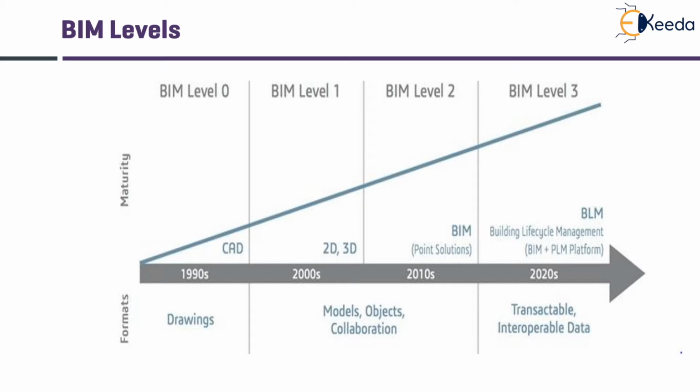Further, BIM level 2 means actual use of information in these models, that is intelligent modeling, that began in 2010. Whereas BIM level 3 is building lifecycle management, that is use of this intelligent model along with transactable and interoperable data, which is now being used from 2020 onwards.